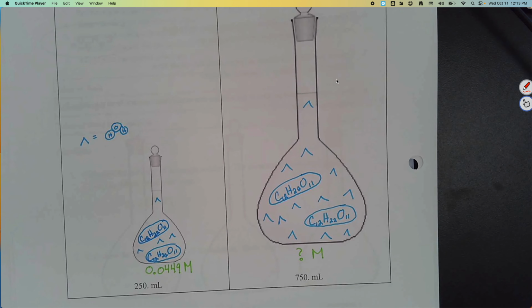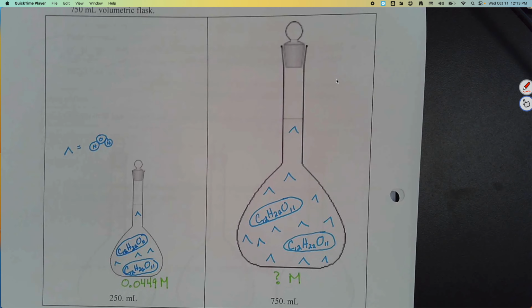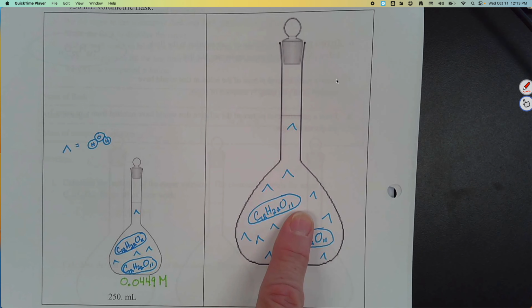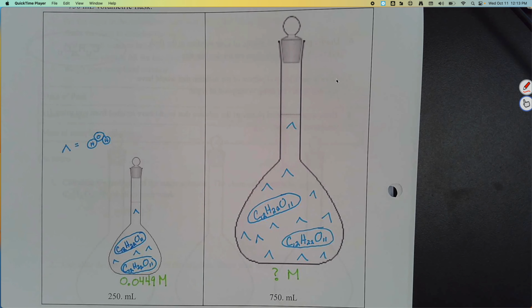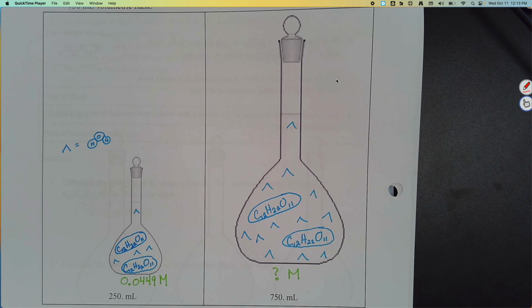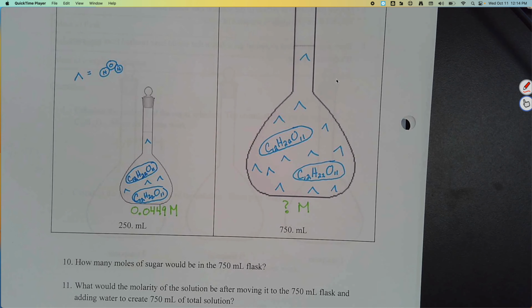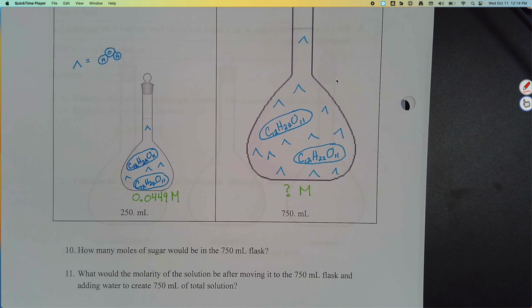The scenario here is to take all of this, pour it into this bigger flask, add water, and then figure out what the molarity is going to be of this new solution. Obviously, it's going to be less than the molarity it had before because we have fewer moles per liter, because the solution is more dilute. In your first year chemistry class, essentially the way we taught you to do this was to take the volume and the molarity of the solution that you started with.